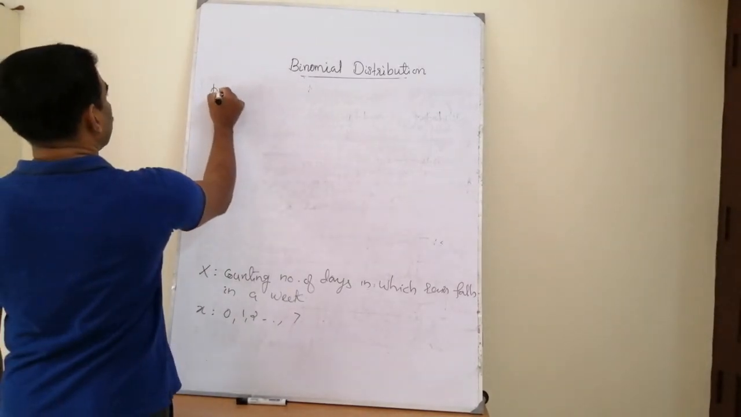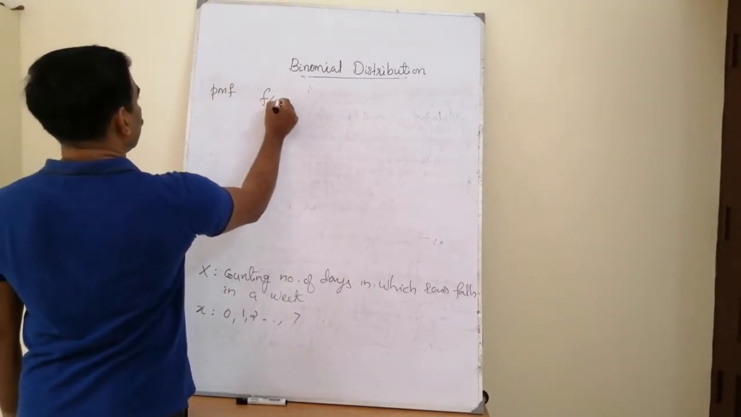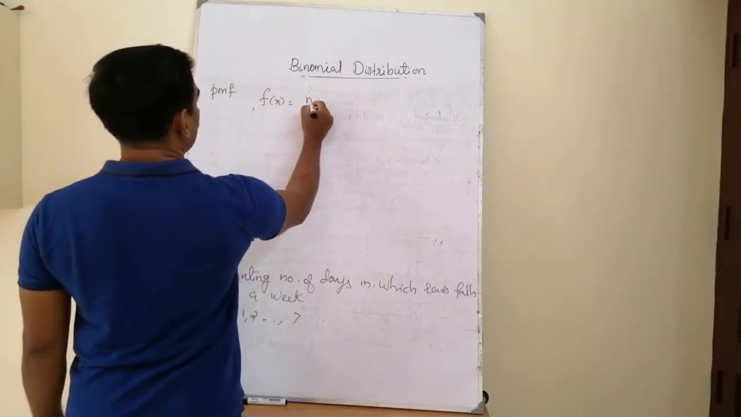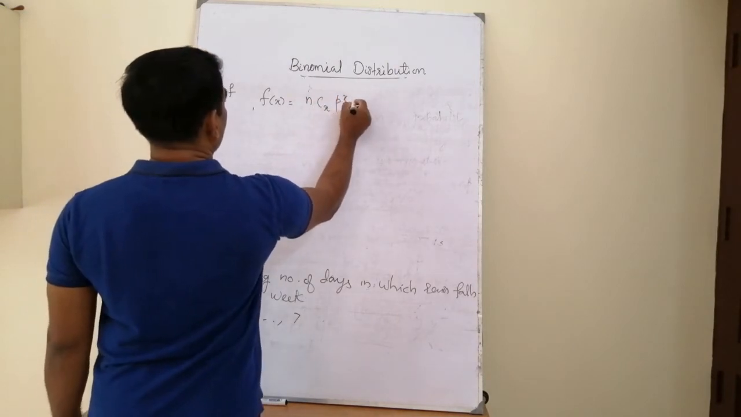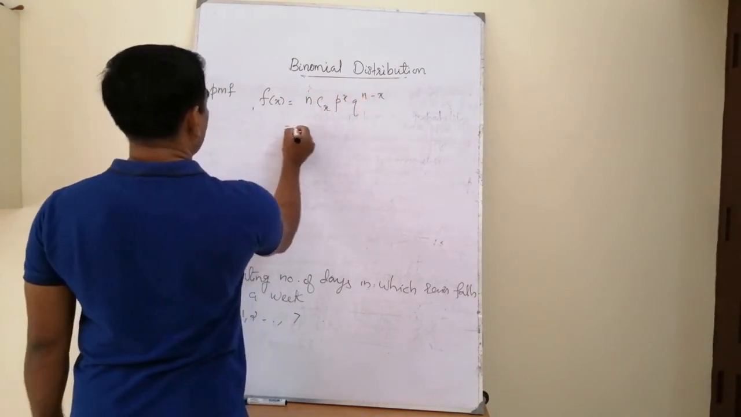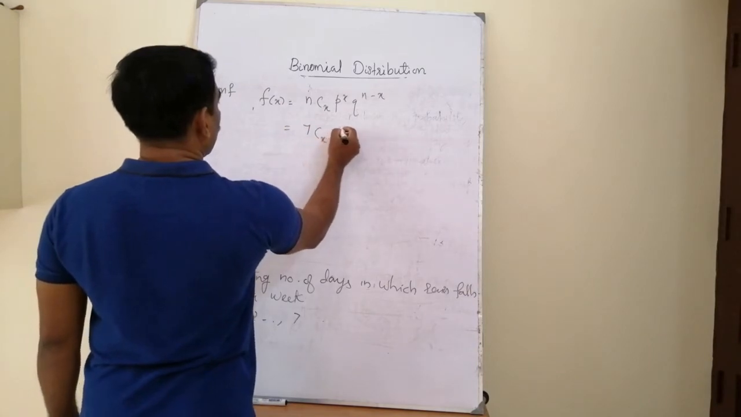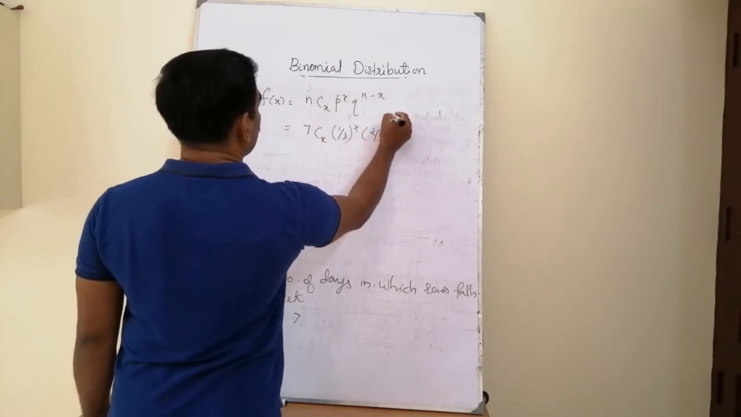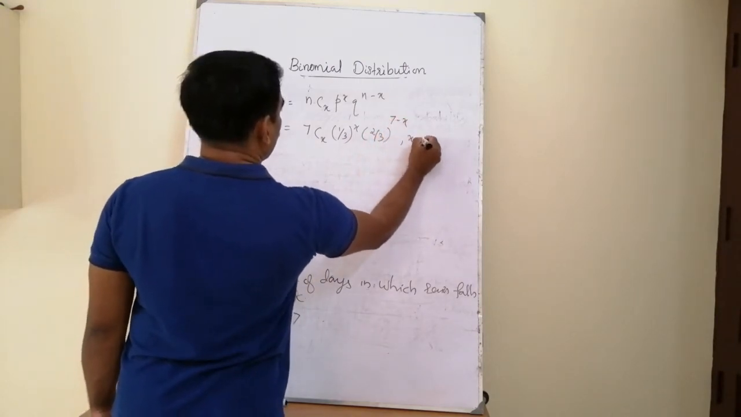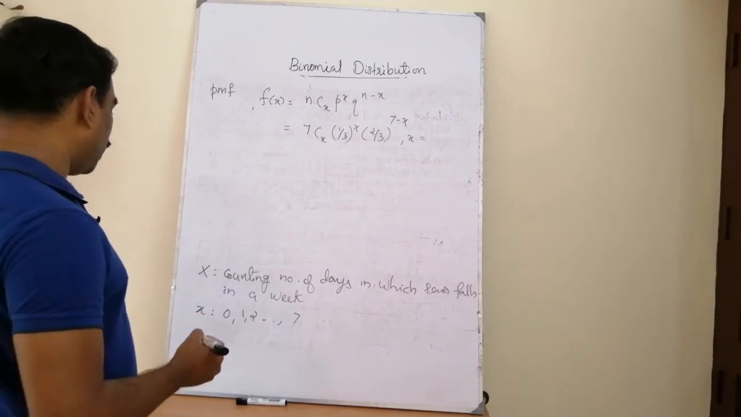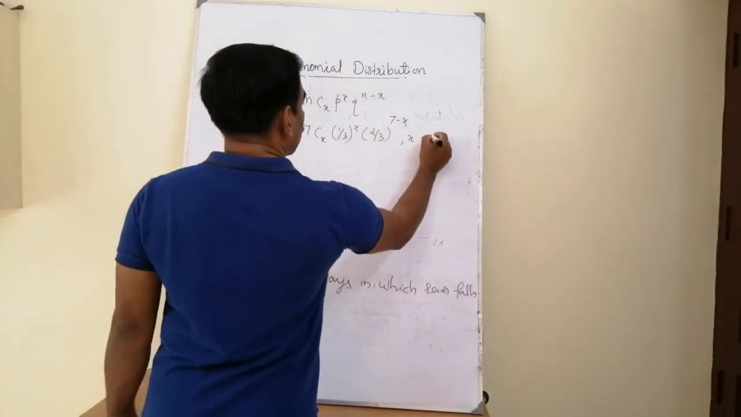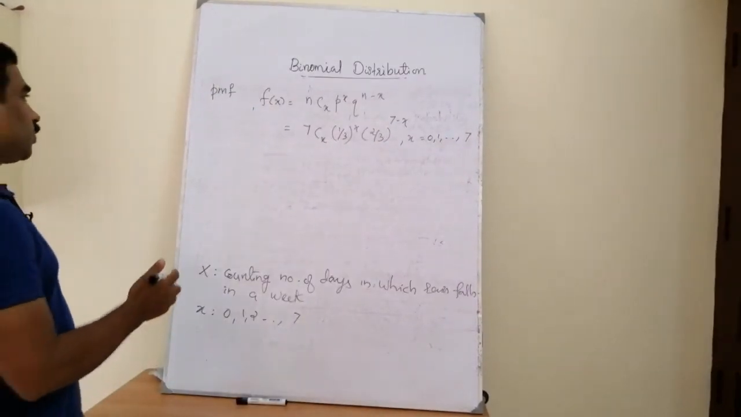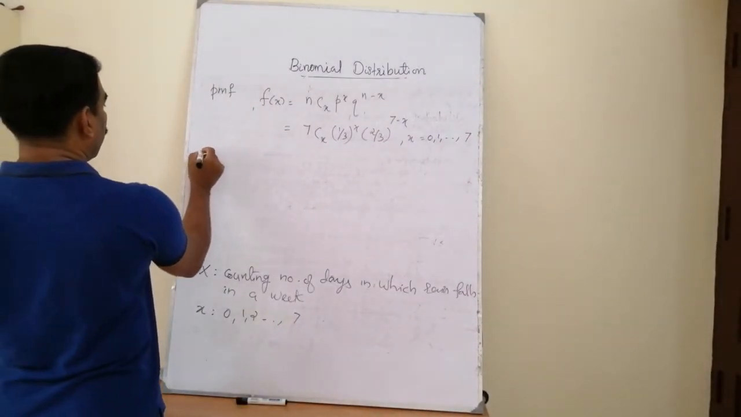Here the probability mass function f(x) is equal to nCx p raised to x q raised to n minus x, that is equal to 7Cx (1 by 3) raised to x (2 by 3) raised to 7 minus x. Here x is the number of rain falling days in a week, that is 0, 1, 2, 3, etc. up to 7. So that is the probability mass function. So using this probability mass function, we can evaluate the required probability.